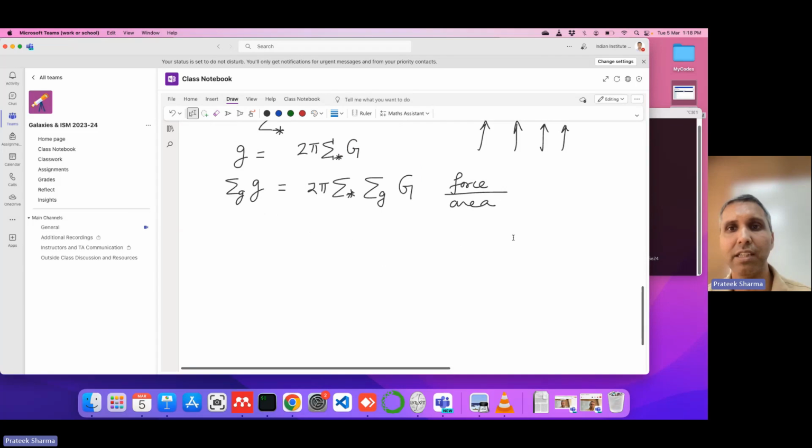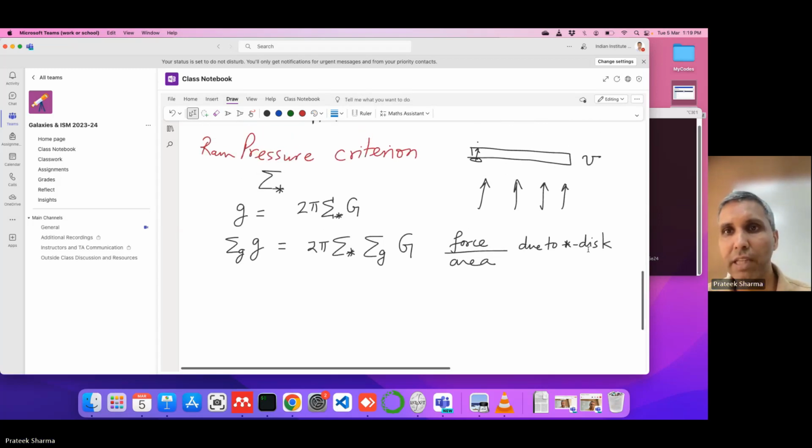This is force per unit area due to the stellar disk, which is holding it together. This is the force that's preventing the gas from flying off. This is the gravitational force per unit area. Now there is this ram pressure, which is given by rho ICM v squared, if this guy is moving with velocity v relative to the gas. So P ram pressure is rho ICM v squared.